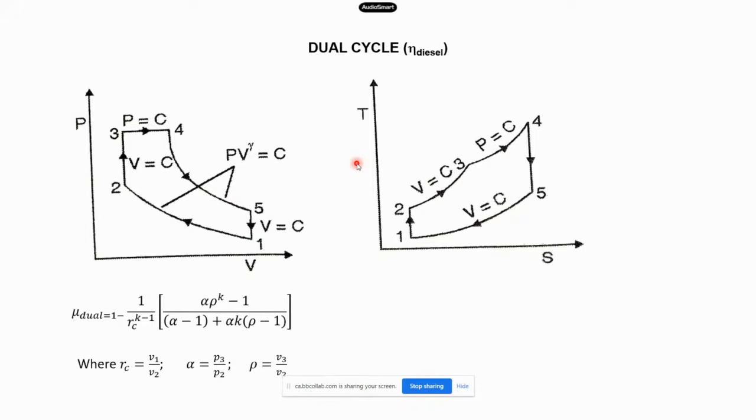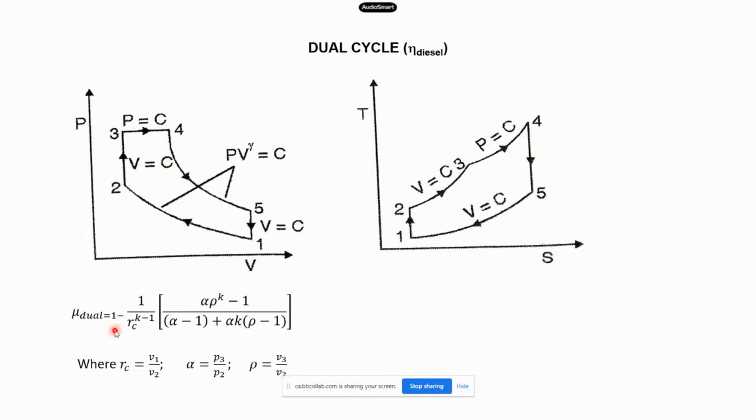What is the difference between the dual cycle and other cycles? The dual cycle actually combines both the diesel cycle and the Otto cycle. You can see that for the dual cycle, heat is added at both constant volume and constant pressure. So it combines them. If you draw a line from 3 to 5, it becomes an Otto cycle. If you draw a line from 3 to 1, it's a diesel cycle. So a dual cycle is a combination of both the Otto cycle and the diesel cycle.